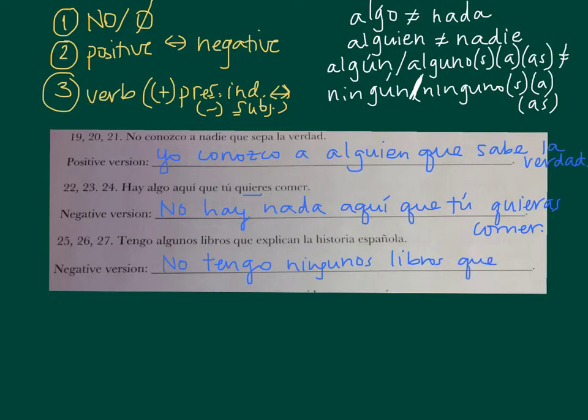que, and then I need to make my verb into subjunctive. I have explican. It comes from the verb explicar, obviously. The only thing I need to remember is that it is a car verb, so I am going to have to change my C to QU. So no tengo ningunos libros que expliquen la historia española.